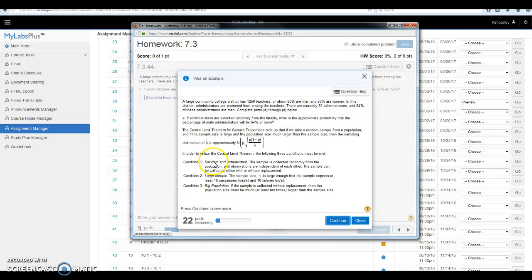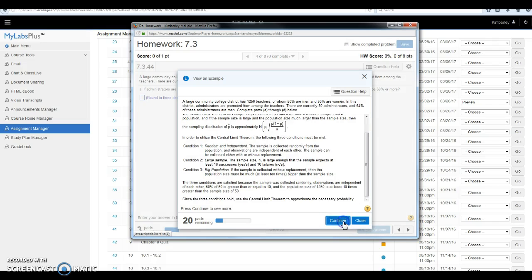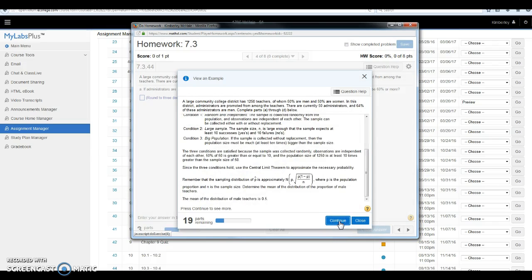We were told it was random. Each of these is independent. There's a large enough sample, and it comes from a big population, at least 10 times bigger than the sample size. The sample size was 30 administrators. 10 times that is 300, and I have 1,000 people I'm pulling from. They go through that analysis here. I just want to make sure you know that using this is still helpful.